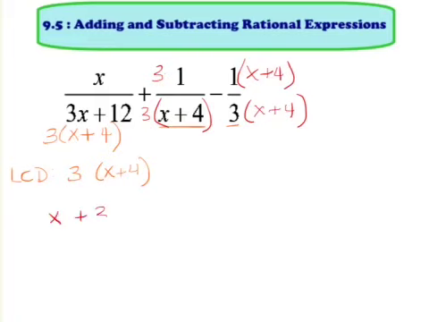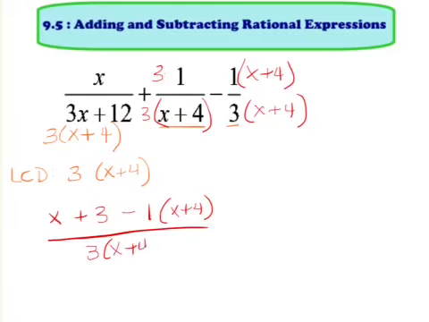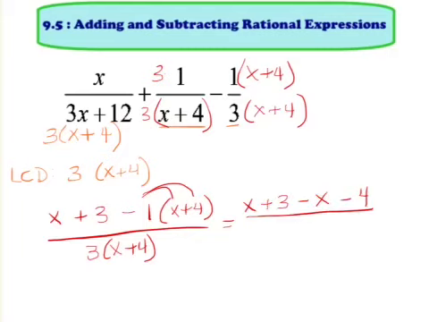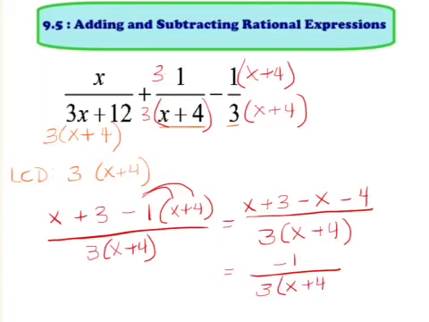x plus 3 minus 1 times x plus 4 all over 3 times x plus 4. Now I'm going to distribute and simplify. So I get x plus 3 minus x minus 4. And when I combine like terms, my x's cancel out, and I have negative 1 on top, and my common denominator 3 times x plus 4 on the bottom.